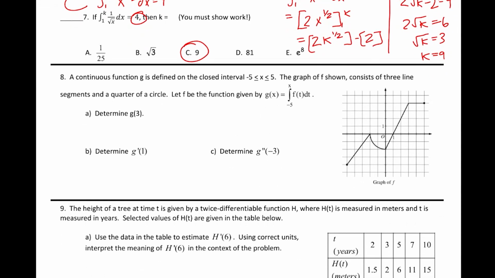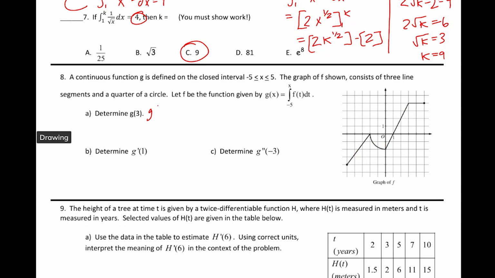Number 8 says a continuous function g is defined on the closed interval -5 to 5. The graph of f is shown, consists of 3 line segments, this one, and then this constant over here, and a quarter circle. So this is actually a quarter circle. Let g be the function given by g of x, which is the integral from -5 to x of f of t dt. So part A wants to find g of 3.